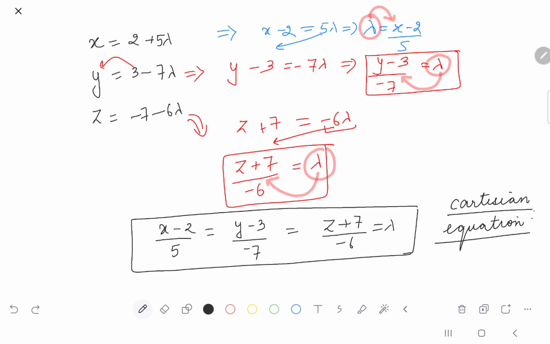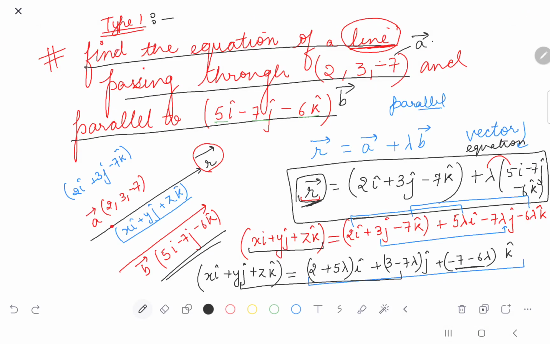All you need to do is find out the vector form, and in the vector form, just replace r as xi cap plus yj cap plus zk cap. Are you understanding? Yes, ma'am. And then when you have done this part, you have the Cartesian form. So I have done two parts here. The first is to find the vector equation, and then from here onwards, converting the vector form to the Cartesian form.